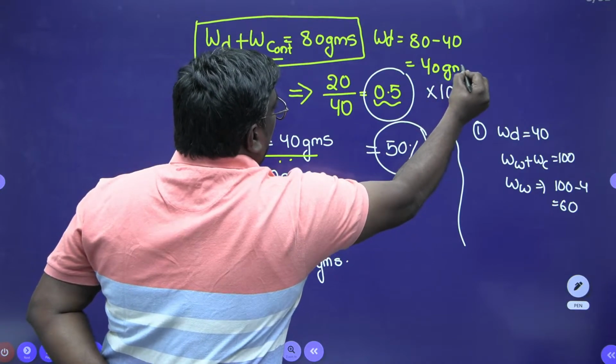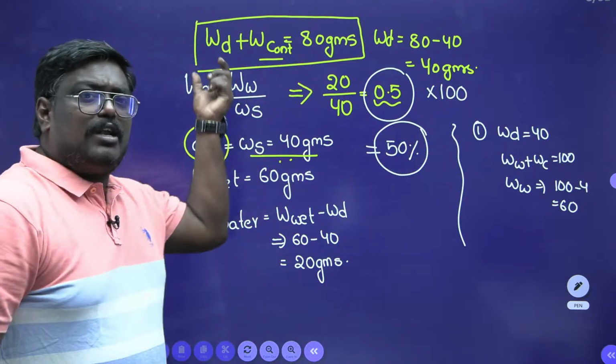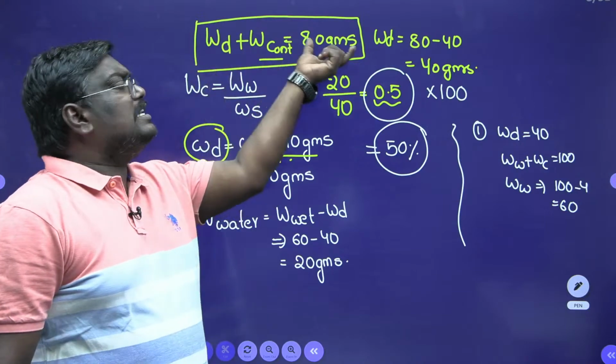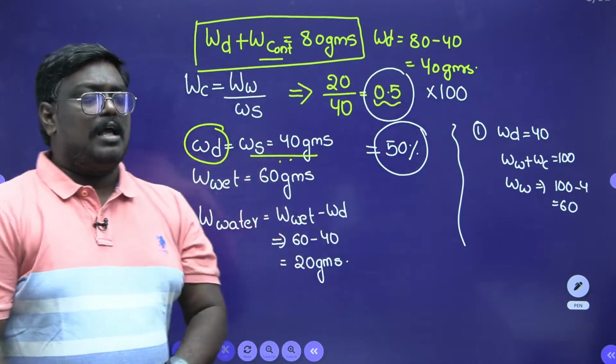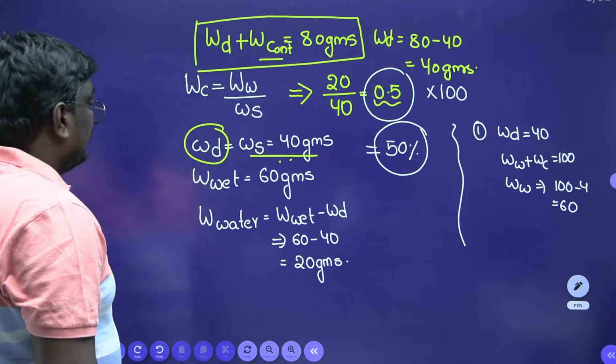Okay, students, if you are confused, they have given the weight of container plus weight of dry soil as 80 grams. So if you remove the container weight, definitely you will get the dry weight. I hope this solution is clear for you.